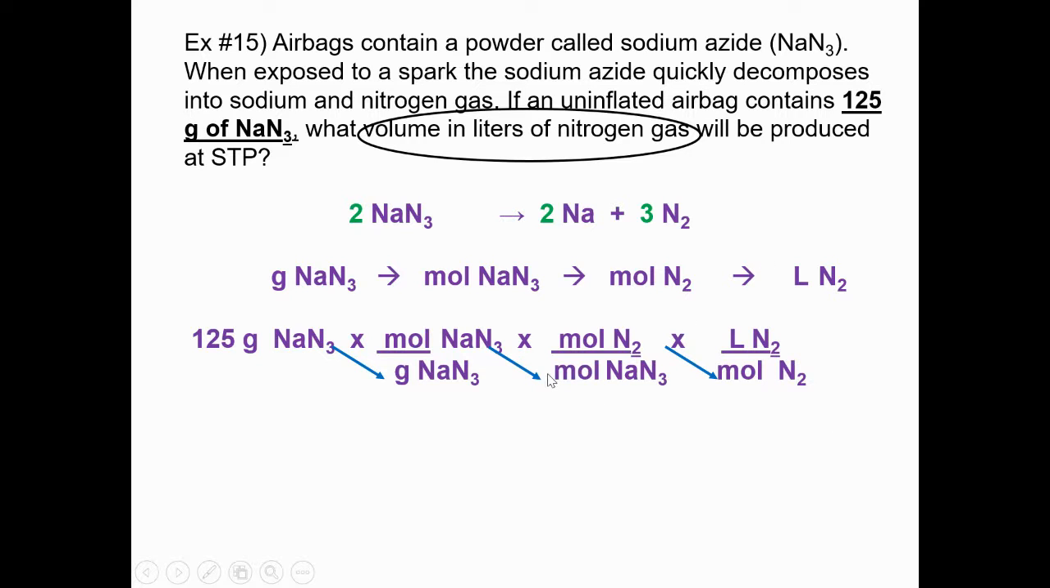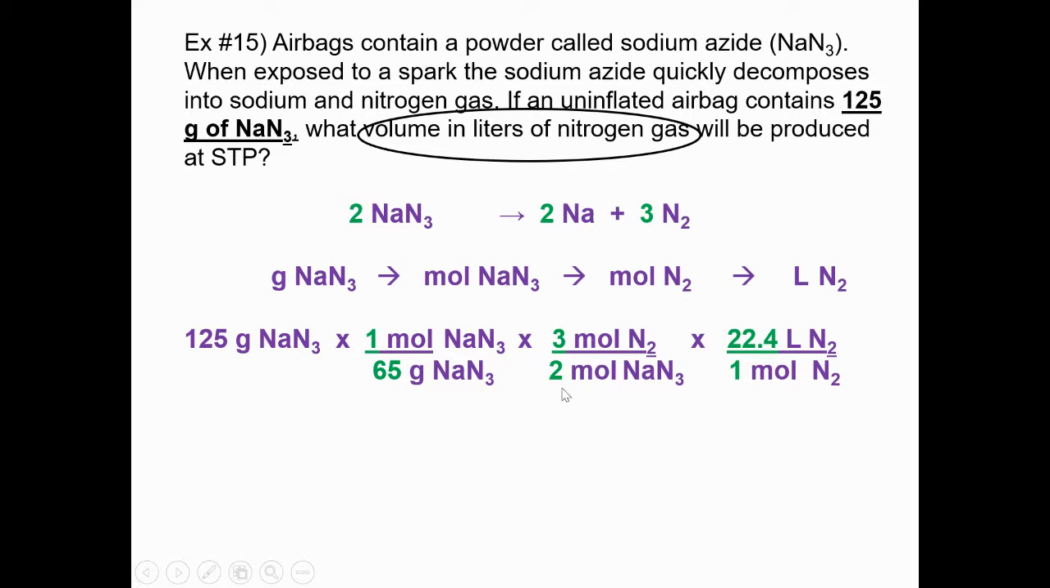From the balanced equation, it's 2 moles of sodium azide will produce 3 moles of nitrogen gas. So I fill in my 3 and my 2. I'm comparing grams and moles, so I'm using molar mass. I add together the mass of 1 atom of sodium and 3 atoms of nitrogen, which equals 65. Because we are at STP, 1 mole of any gas, regardless of what it is, occupies 22.4 liters.